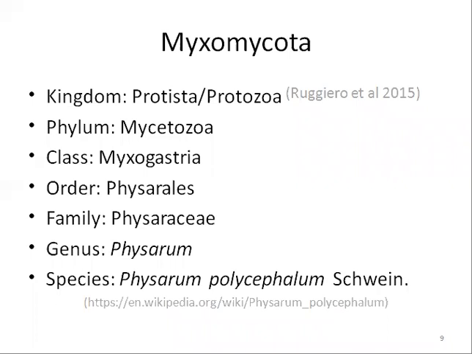So here is a magnified view of the classification of the Myxomycota. Its kingdom is Protista in some literature, and according to Ruggiero et al., its kingdom is Protozoa. The phylum Mycetozoa is equivalent to the Myxomycota. Class Myxogastria, order Physarales, family Physaraceae, and we will study the genus and species. The name is Physarum polycephalum, and the last word represents its author citation.